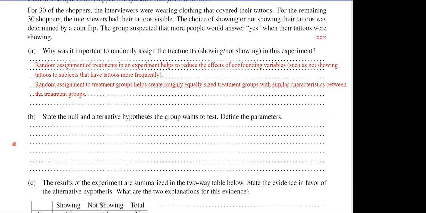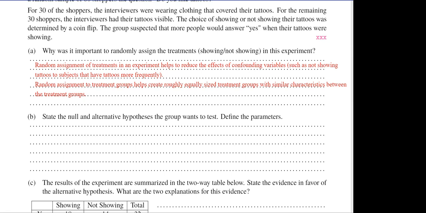if they're looking for this convincing evidence, they're going to need to do a significance test or a confidence interval. In this case, we're looking for a significance test. So we're asked, what would be the null and the alternative hypotheses the group wants to test? And we have to make sure we define the parameters.